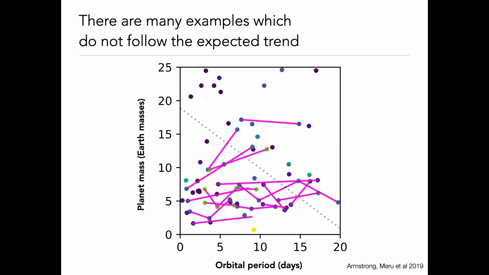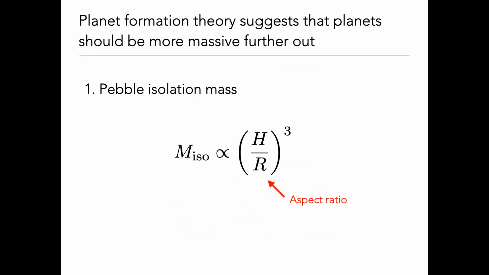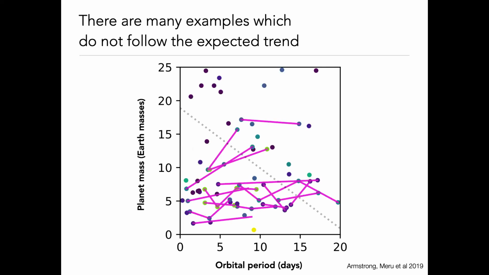From a similar perspective, if we move inwards, the pebble isolation mass depends on the aspect ratio. The aspect ratio is lower in the inner parts of the disk compared to the outer part, so you would end up with smaller mass planets being needed to get that pressure bump. With this plot, I was simply illustrating it because I liked the way we could see the zigzags and the ups and downs. But in principle, this could be anywhere. There's no reason to believe it should happen in one location of the disk preferentially.